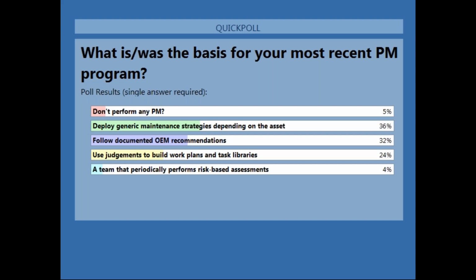Okay, so Scott, it looks like 5% are saying they currently don't perform any preventive maintenance. They must be in run to failure mode. 36%, over a third, deploy generic maintenance strategies, depending on the asset. 32%, close second, say they follow the recommendations of the vendor. 24%, about a quarter, say they use their judgment and build work plans and have task libraries. And then 4% say there's a team that performs risk-based assessments. All right, so that's where we're at, and back to you.